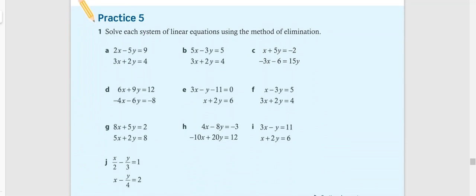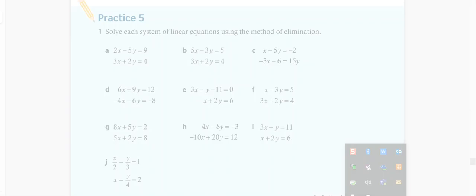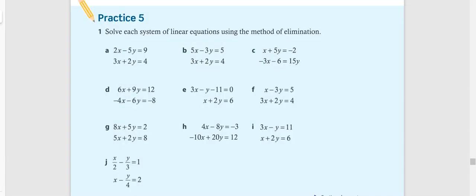So we're going to be looking at these ones. Let's take, which one should we do? J or H? No, I went to J. Well, let's start simple. Let's do B to start with.